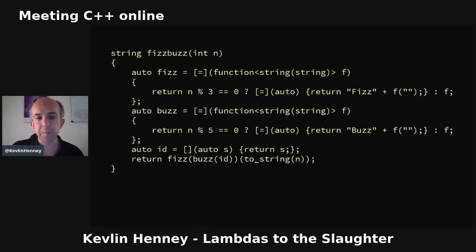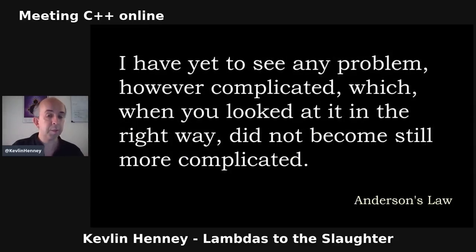Same story for buzz. And that is how you do Fizzbuzz, with no repeated conditions, no checking of the default, and with lambdas, and in a way that your colleagues will not thank you for, which is an important observation here. This is Anderson's law. I've yet to see any problem, however complicated, which when you looked at it in the right way did not become still more complicated. But I offer it to you as a challenge. If somebody gives you that as an interview question, write Fizzbuzz in C++, do it that way.